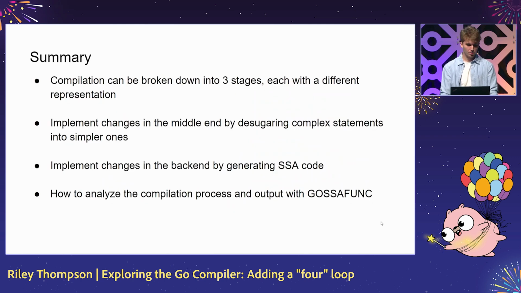And that's everything. So in summary, we saw that compilation can be broken down into 3 stages, each with a different representation of the code. The front end used a concrete syntax tree, the middle end used an abstract syntax tree, and the back end used static single assignment form. We saw how we can implement an unless statement in the middle end by desugaring it into a negated if statement. We also saw how we can implement our for loop in the back end by generating SSA code. And lastly, we saw how to analyze the compilation process and its output with the Go SSA func environment variable.